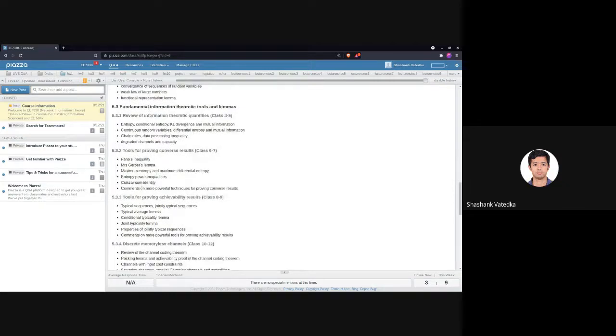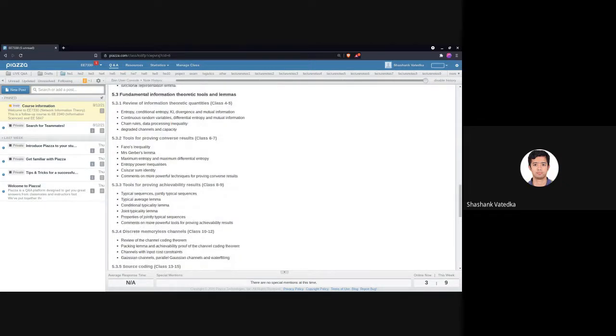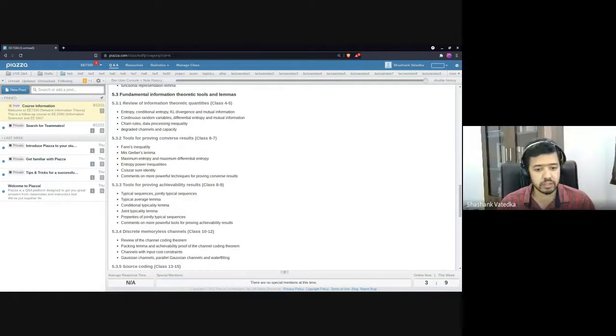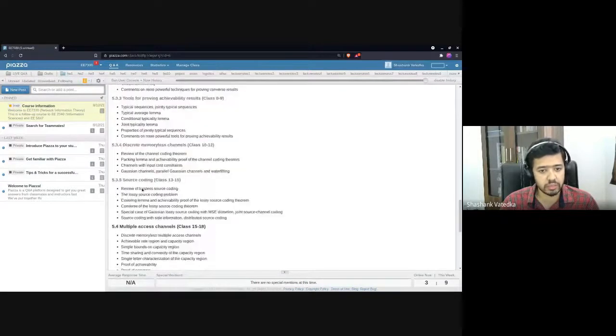And then, you can consider this as slightly more advanced topics in information theory. Once we talk about point-to-point communication in discrete memoryless channels and source coding, we'll then go to actual multi-user systems, which is really the core of this course.